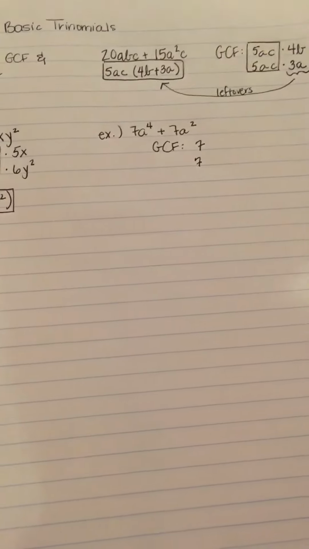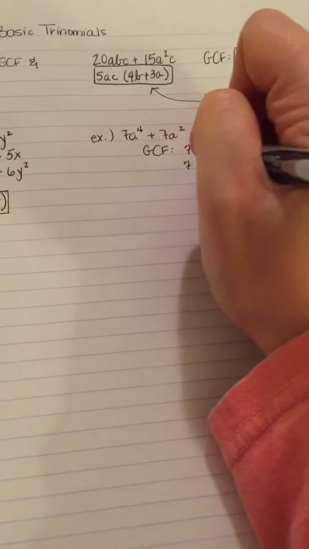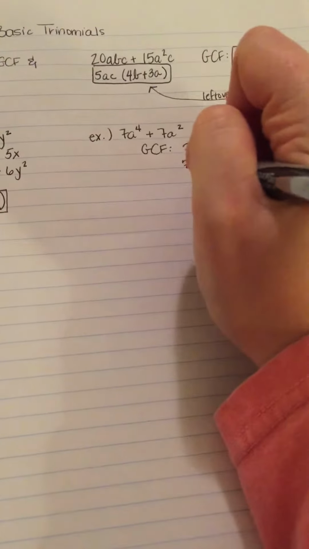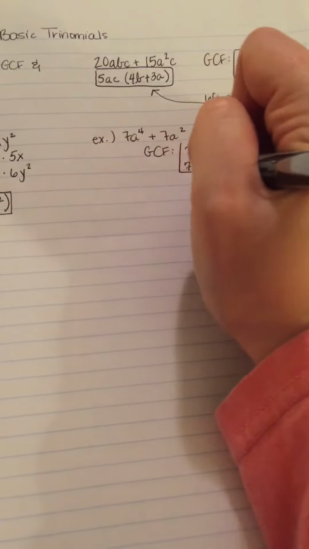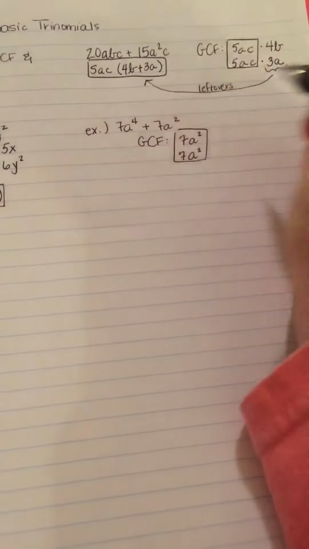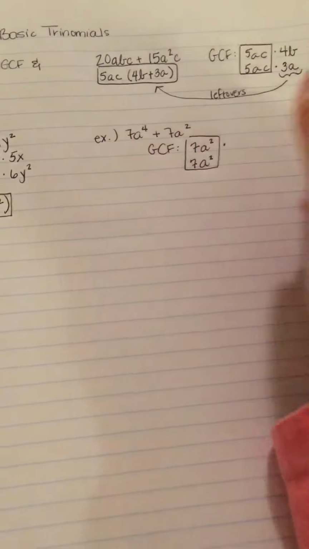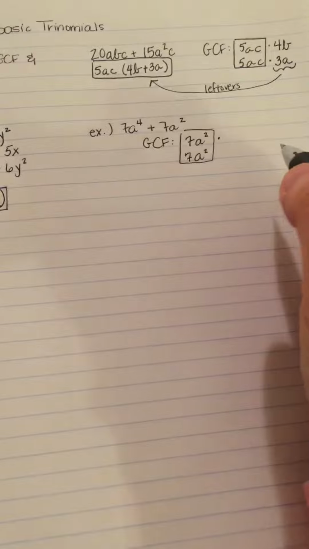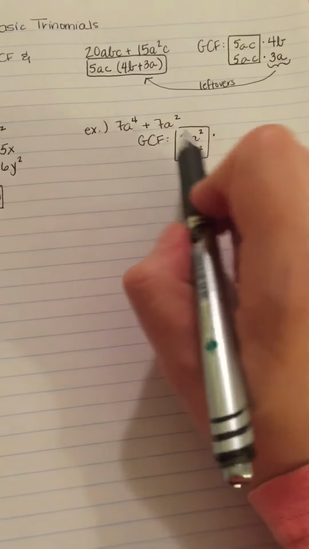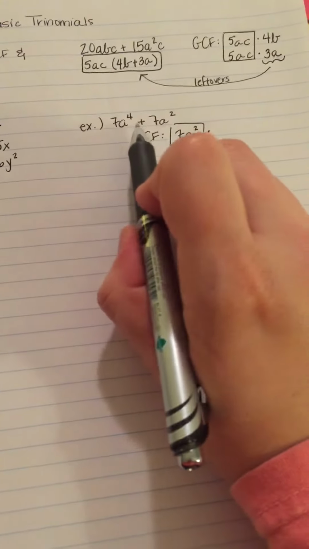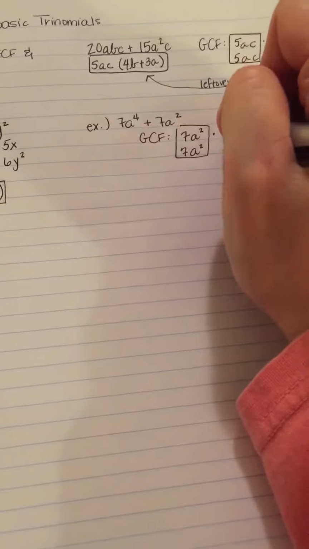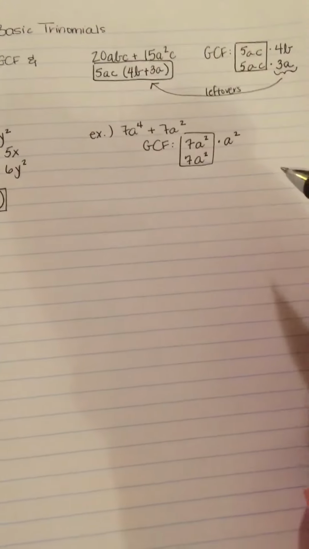So really that means I'm canceling 2 A's out. So they share an A squared. So my GCF is 7A squared. Now to get from 7A squared to 7A to the 4th, well, 7 times 1 gives me 7, and A squared times A squared gives me 7A to the 4th.